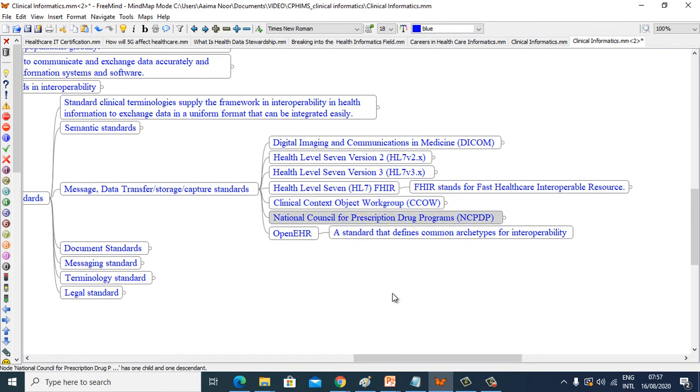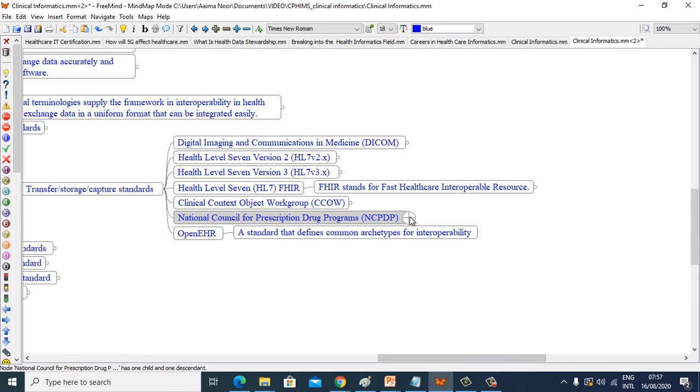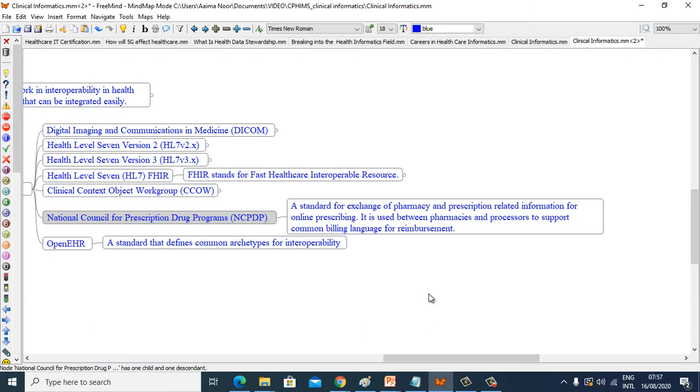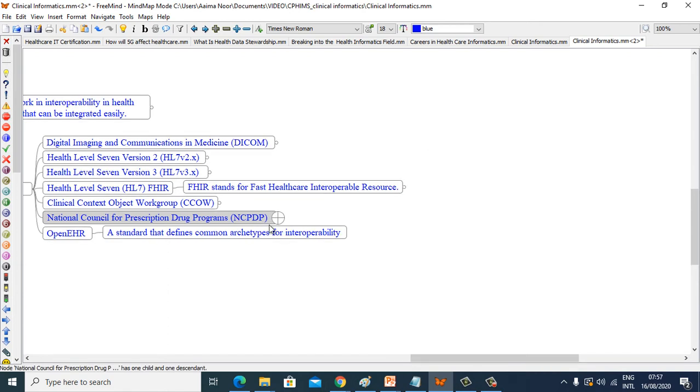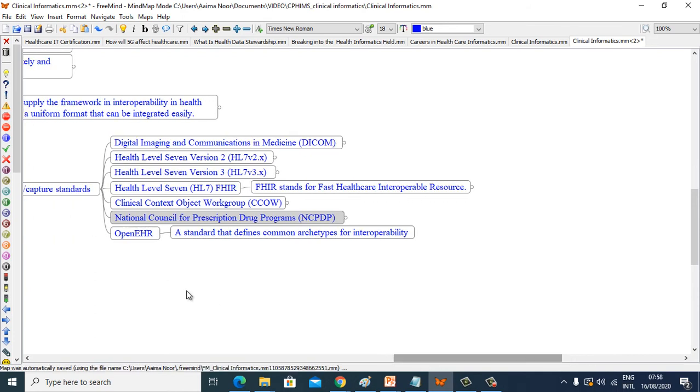National Council for Prescription Drug Programs, NCPDP, a standard for exchange of pharmacy and prescription related information for online prescribing. It is used between pharmacies and processors to support a common billing language for reimbursement. OpenEHR, a standard that defines common archetypes for interoperability.